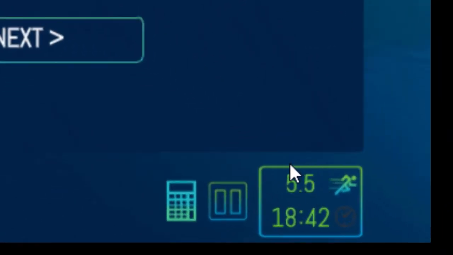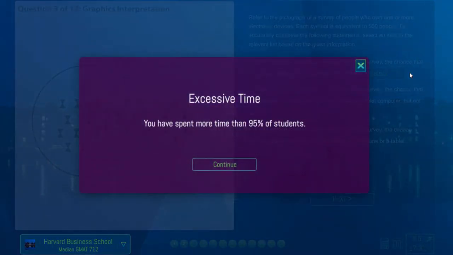To solve this issue, the test pacer tells you what question you should be on to finish the test on time. It acts like a training wheel to develop your time management skills. During the test, our artificial intelligence analyzes your performance for major test strategy errors.